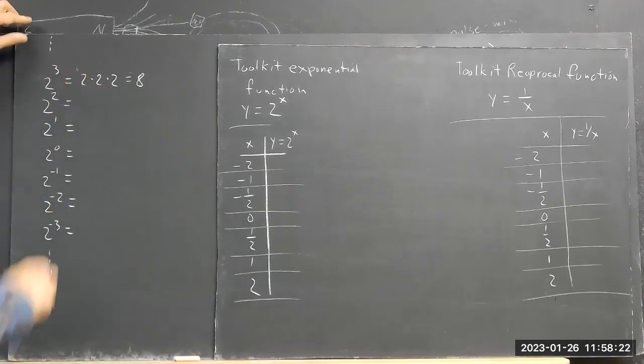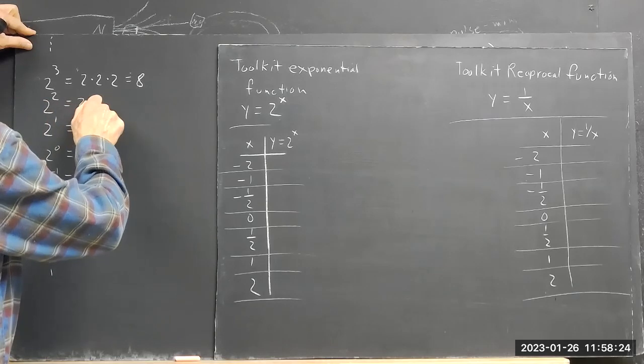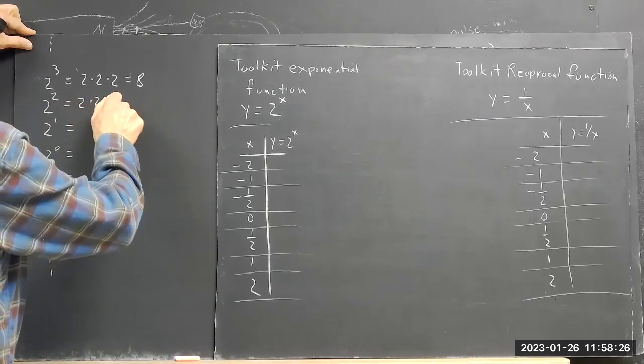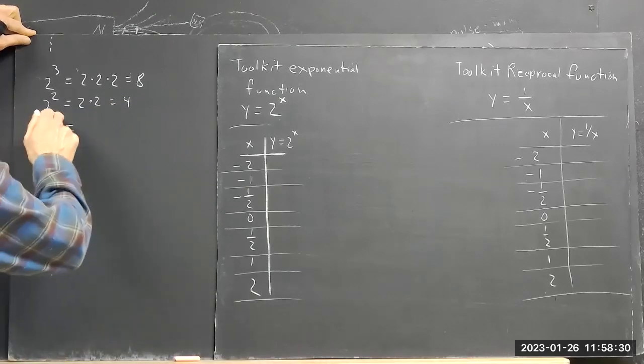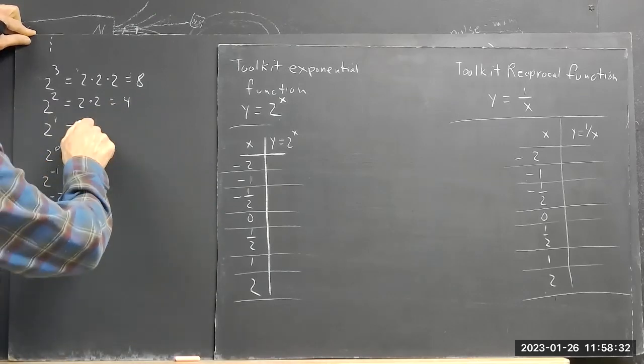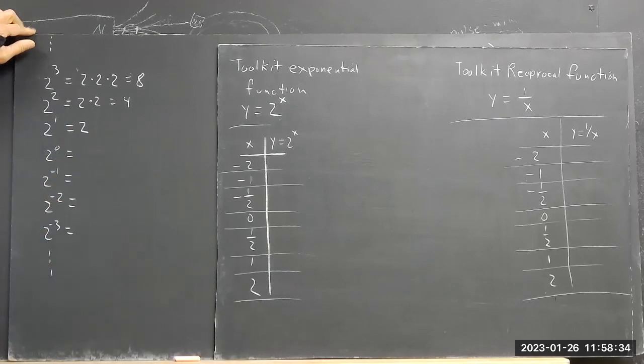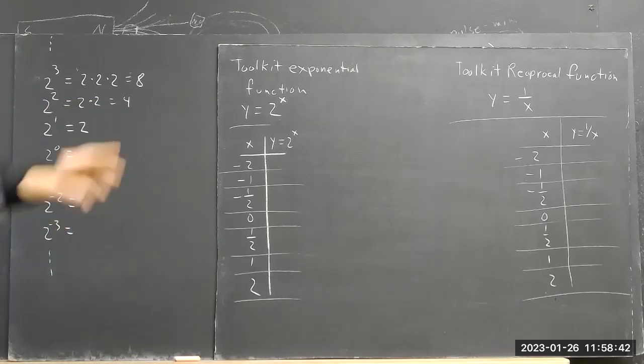Okay. 2 to the second. That's 2 times 2, that's 4. 2 to the first, what's that? That's just plain old 2. The exponent tells you how many 2's you got to multiply. Okay, so there's a pattern there.